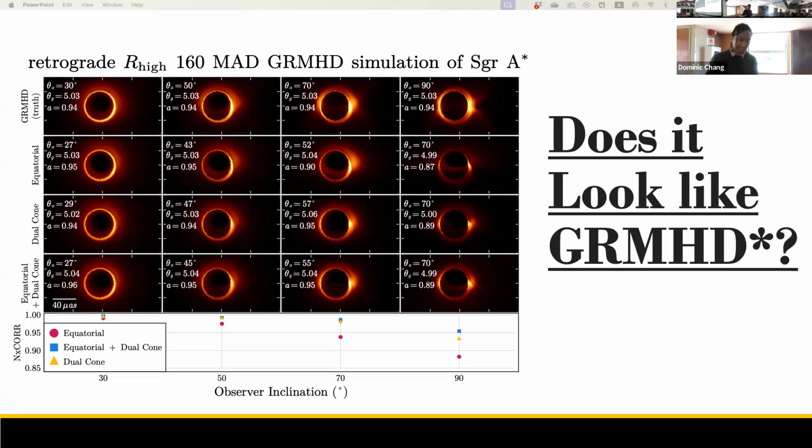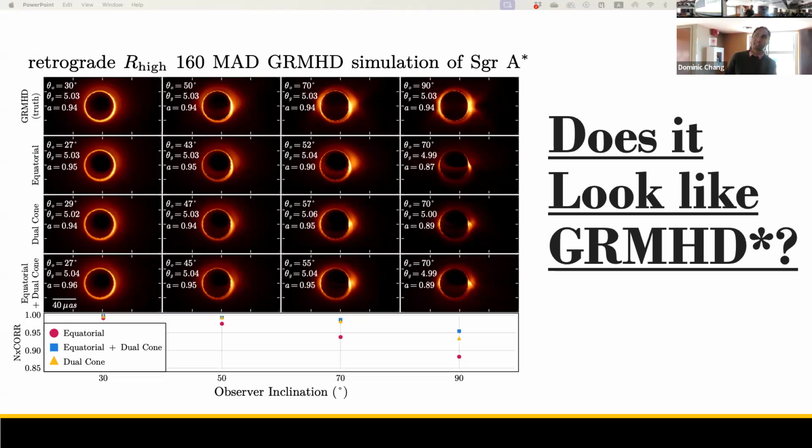This was a simulation of Sagittarius A star. The spin is shown as this a parameter, 0.9894, and the inclination is this theta naught parameter: 30 degrees, 50 degrees, 70 degrees, and 90 degrees. So we have essentially the same geometry simulation viewed at increasing angles. Here I have an equatorial model, which is essentially the dual cone model but with the opening angles fixed to pi/2. Typically, people model sources as just an equatorial model, so that's just to see whether it's good enough. I have the dual cone model, and I have the combination model.